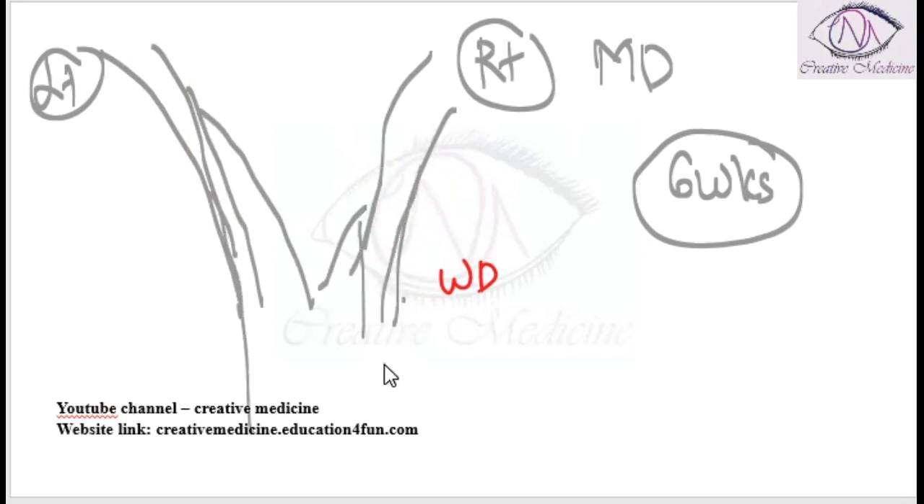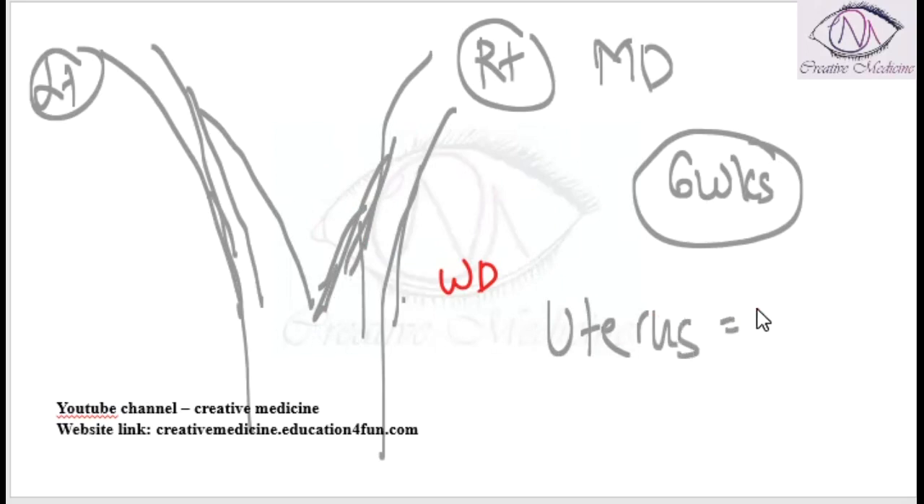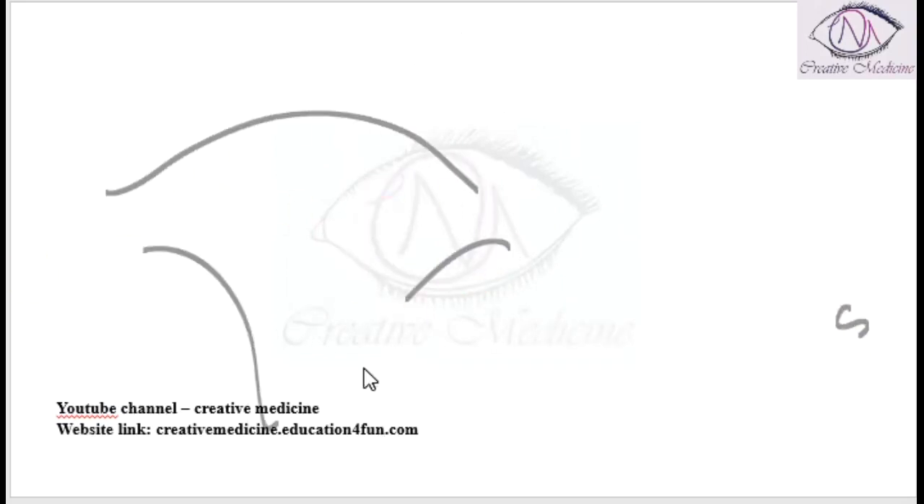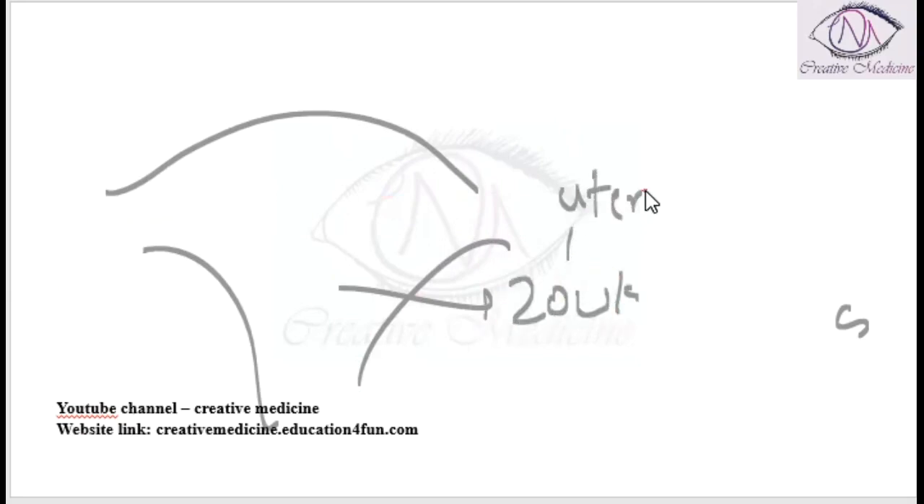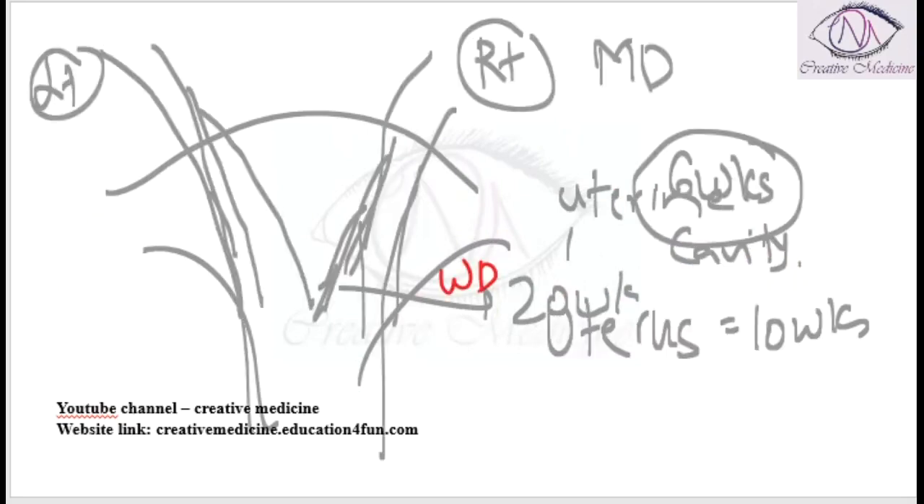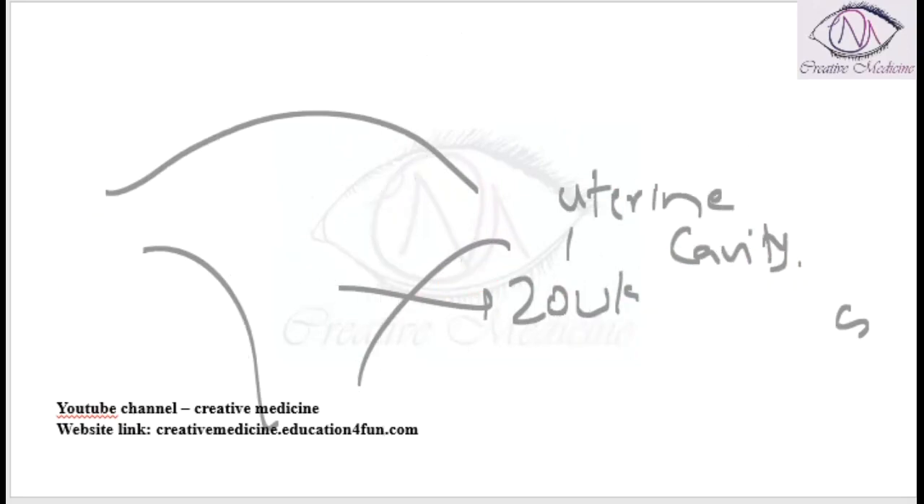Formation of various genital organs: the uterus is formed by 10 weeks, and the uterine cavity is formed by 20 weeks. Both the right Mullerian duct and left Mullerian duct grow towards each other in the midline. There is fusion of both the Mullerian ducts. The fusion will start in 7 to 8 weeks.